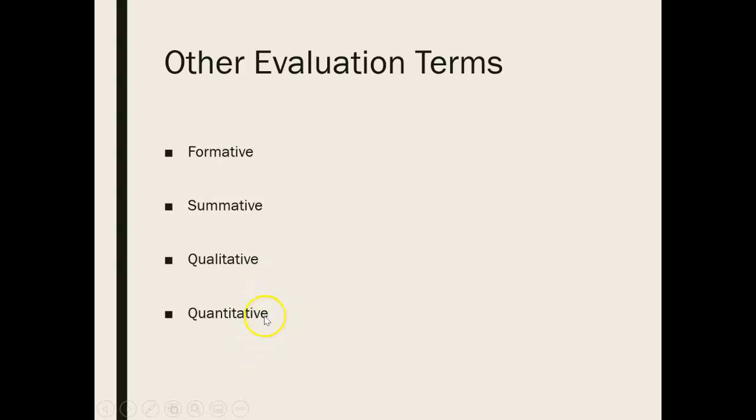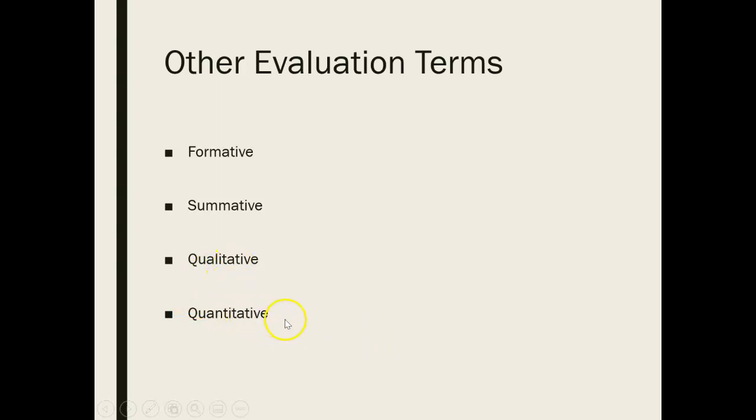Quantitative occurs when you actually have numbers that are collected or assigned to something. So if you ask people to rank their attitudes 1 to 4, that's quantitative. If you give a knowledge exam, that's quantitative. If you count the number of people who attend a session, that's quantitative because you are working with numbers.